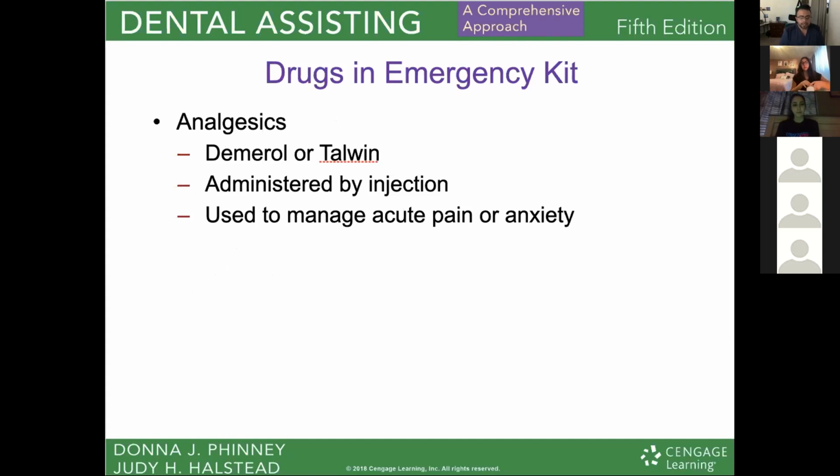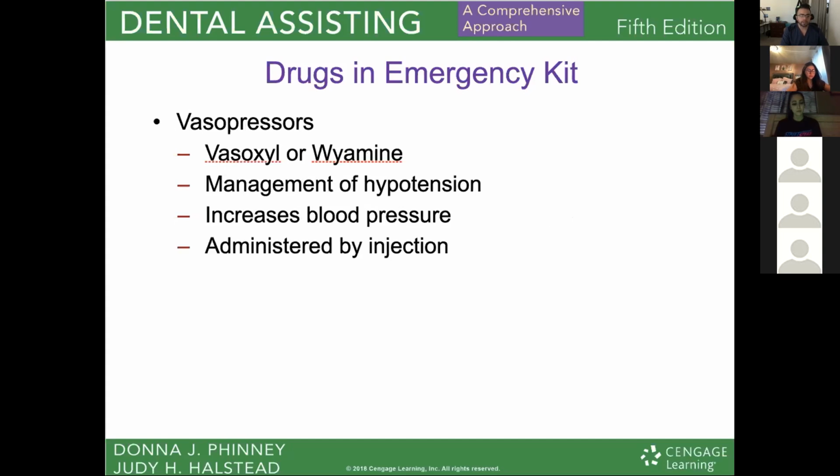Okay, analgesics include Demerol or Talwin. It's usually administered by an injection, and it's used to manage acute pain or anxiety. Another type of analgesic is nitrous oxide. A lot of people know this as laughing gas. So the laughing gas or nitrous oxide is used for acute anxiety. It does not deal with pain, but if somebody has really high anxiety and they just overreact to dental treatment, a lot of the times that can be used to help them get through the procedure comfortably.